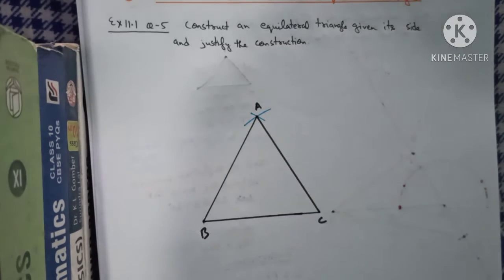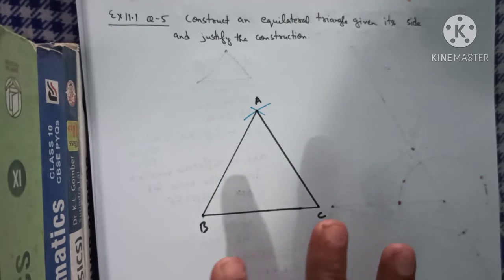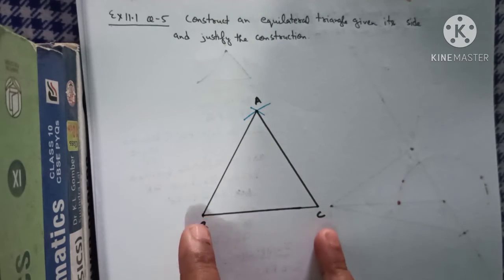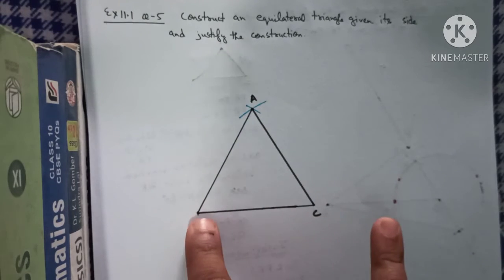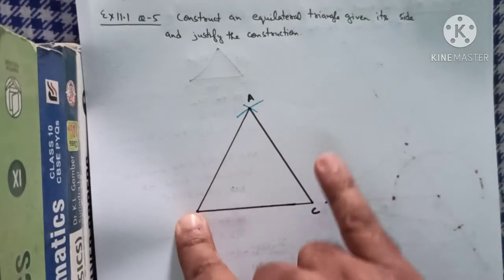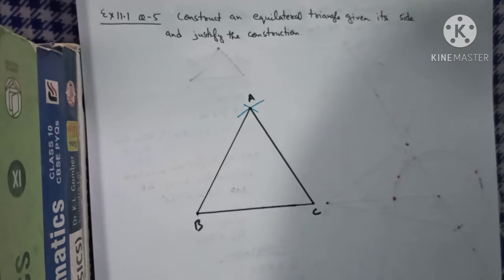Okay, again simple, we will draw BC with some measurement. I have taken 6 centimeter, you can take any measurement. Then with C as center, taking radius equal to BC, draw an arc, with B as center, taking the same radius BC, draw another arc intersecting each other at A. Join A to C and A to B, we get ABC as an equilateral triangle.